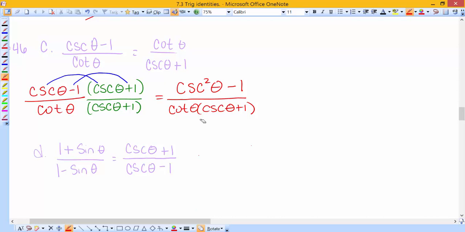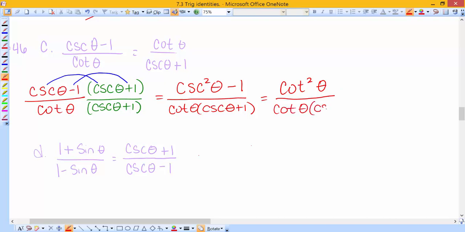Now look at your Pythagorean identities. I know to look at the Pythagorean identities because I see a cosecant squared minus 1. Something you need to start recognizing. Cosecant squared minus 1 actually equals cotangent squared. You will not see that if you're not looking at your Pythagorean identities.